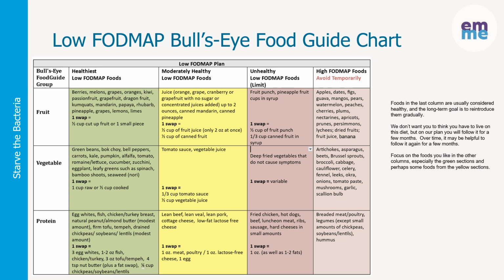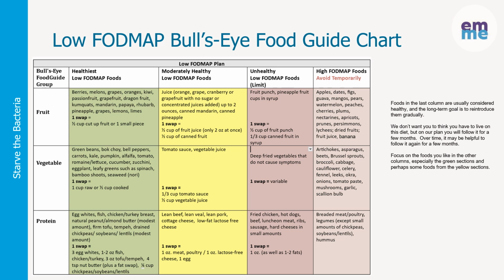Eventually, we will help you again to work many of these foods back into your diet, but it's really important to avoid them during the starve the bacteria phase. So that light red, that last column that is light red, we want to avoid. Now let's look at the different rows.